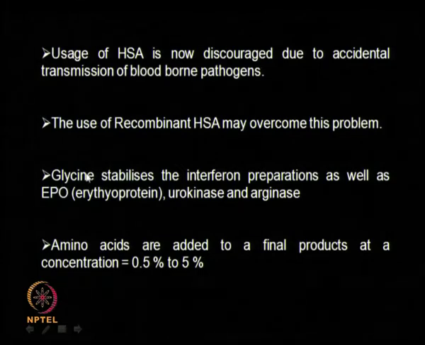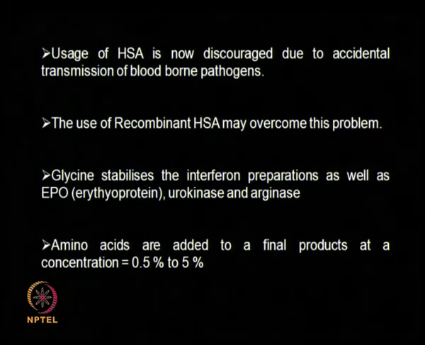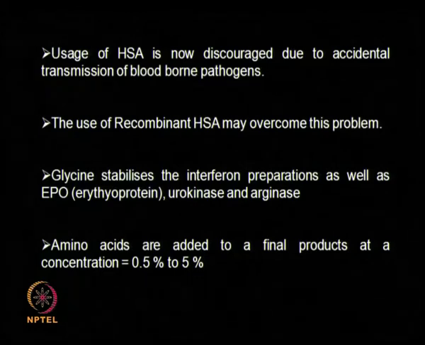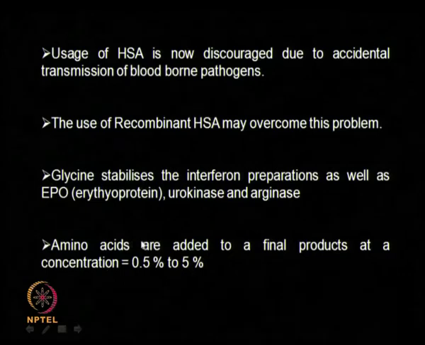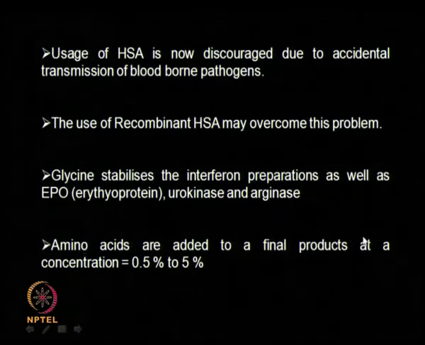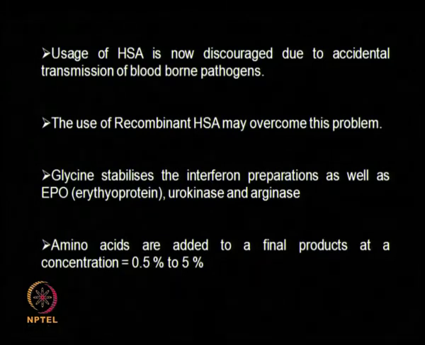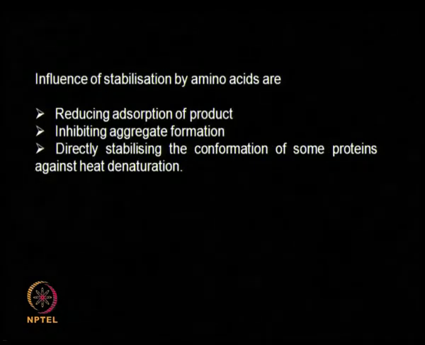We can even think about using glycine, because glycine stabilizes interferon preparations, and it can also help in stabilizing erythropoietin, urokinase, arginase. So a large number of enzymes can be stabilized by adding glycine. Even other amino acids can be added, at final product concentrations ranging from about 0.5% to almost 5%. So many amino acids are added for stabilizing many of these enzymes.